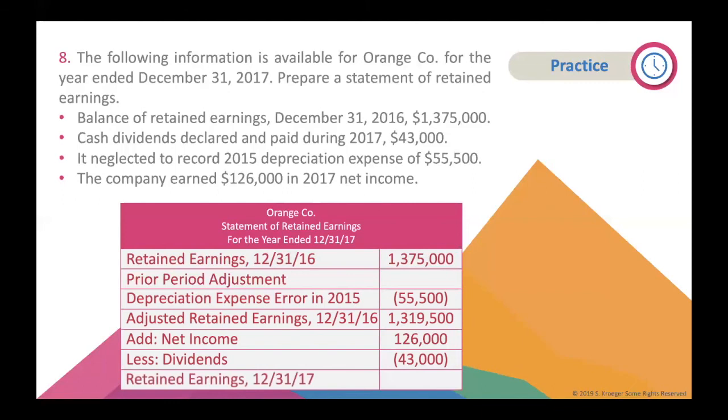Lastly, we get our final balance for the end of the year. We use our adjusted retained earnings balance of $1,319,500. We add our net income of $126,000 and subtract the dividends of $43,000. We arrive at an ending balance of $1,402,500.